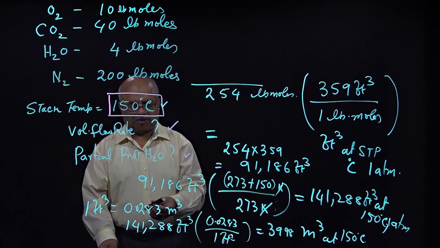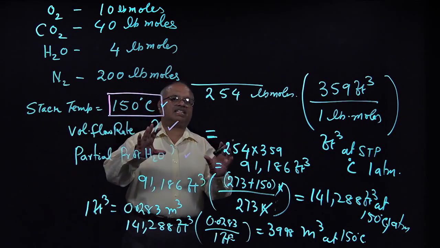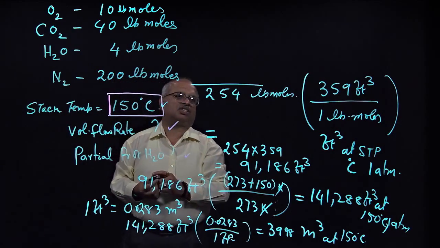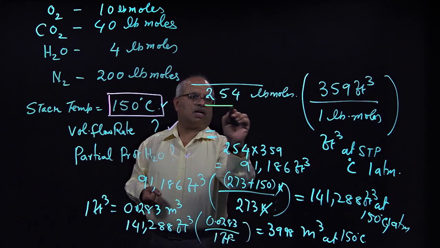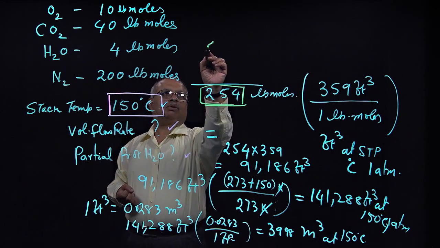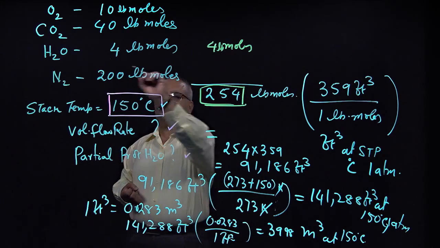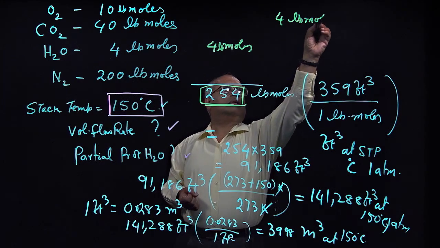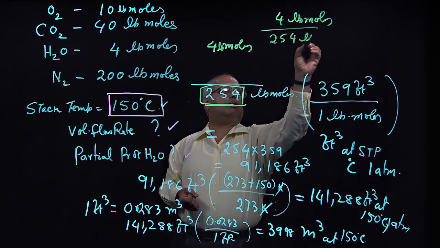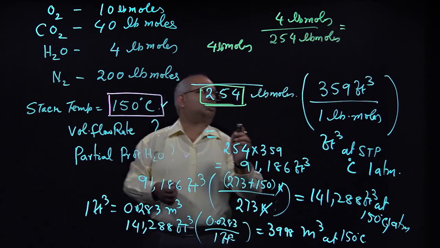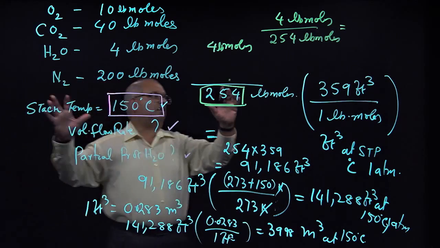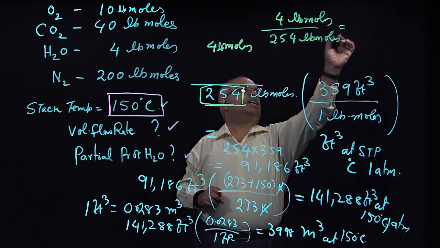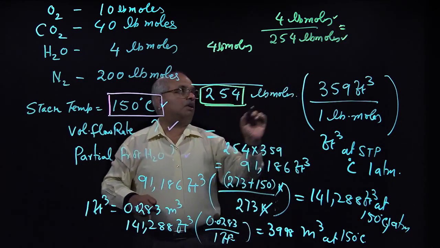Let's look at the second part, partial pressure of water vapor. Partial pressure is the pressure that is exerted by water molecules in the total pressure that is exerted by all these gases. All these gases together are 254 pound moles, of which 4 pound moles is the share of water vapor. So the mole fraction is 4 pound moles divided by 254 pound moles. This would be the fraction of the pressure that is exerted by water vapor in the total.